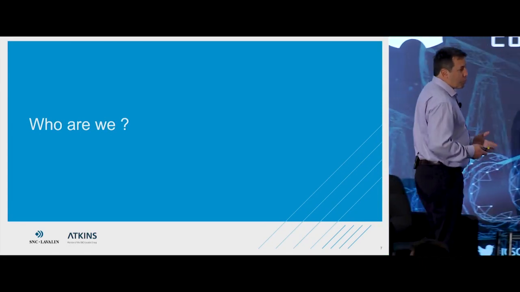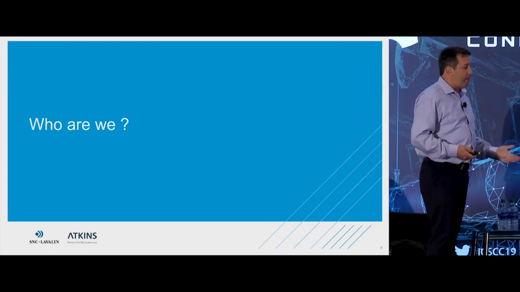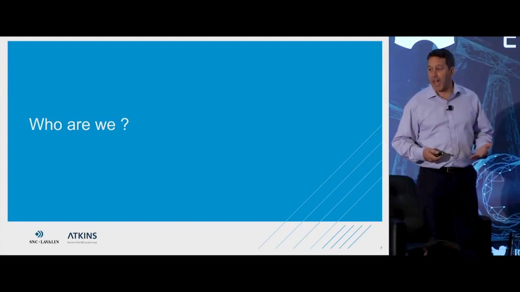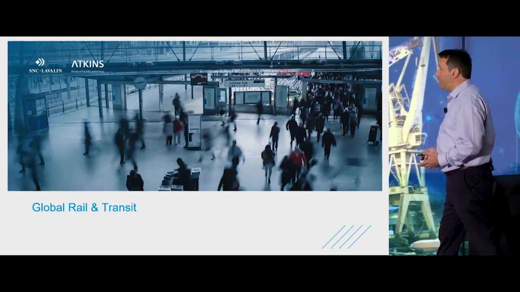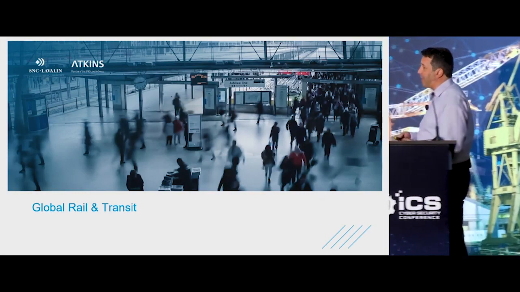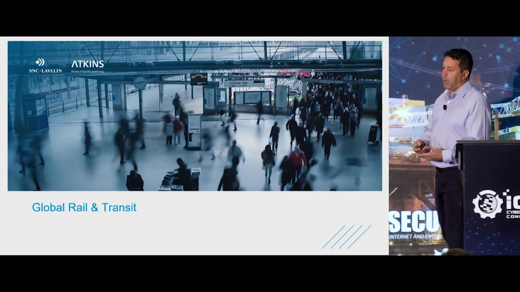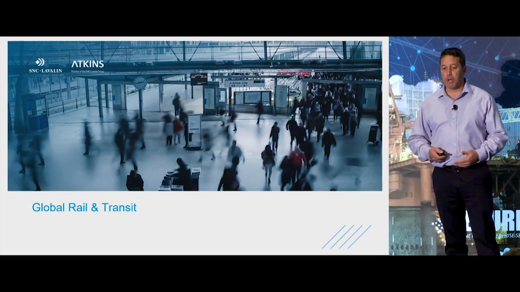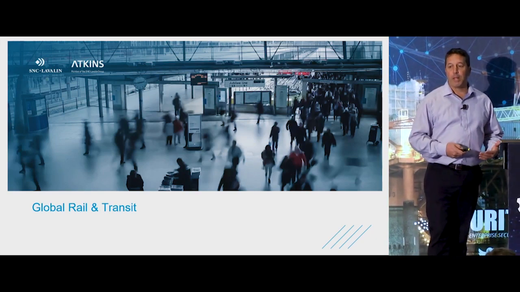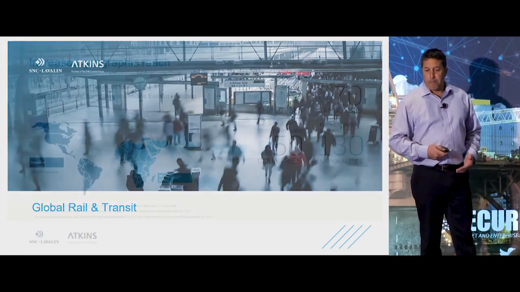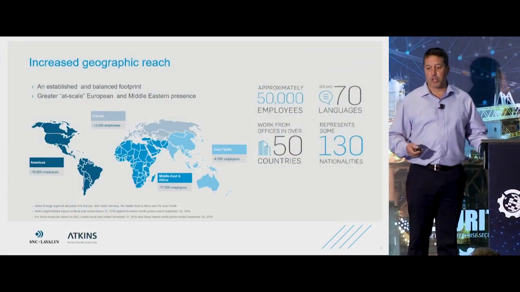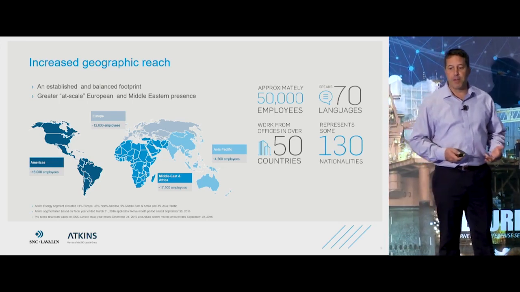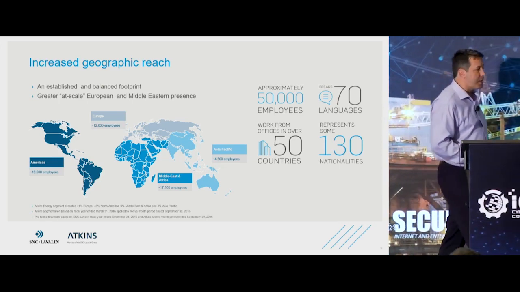I'd like to introduce who we are at SNC-Lavalin. Some of us know us as Atkins as well. Through an acquisition, SNC-Lavalin and Atkins joined hands and are now the same company. I'm part of the Global Rail and Transit Group. So basically, we are a small construction and engineering firm with 50,000 employees in 50 countries.